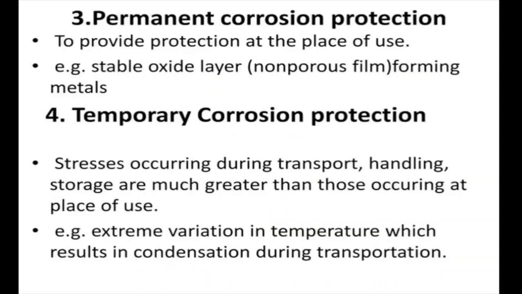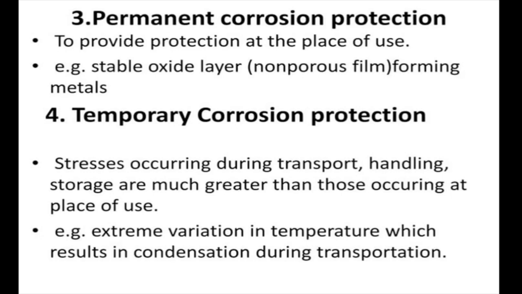Continuation of the previous video. This is the third type of prevention method, which is called permanent corrosion protection. Here, to provide protection at the place of use, a stable oxide layer, which is a non-porous film forming metal, is used. There are various methods of permanent corrosion protection.